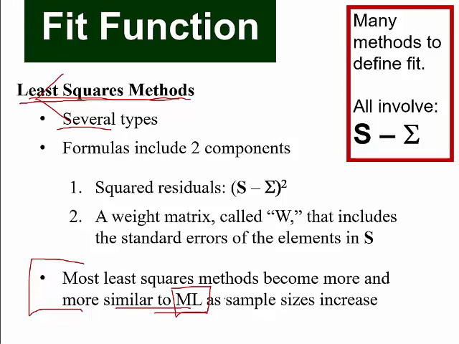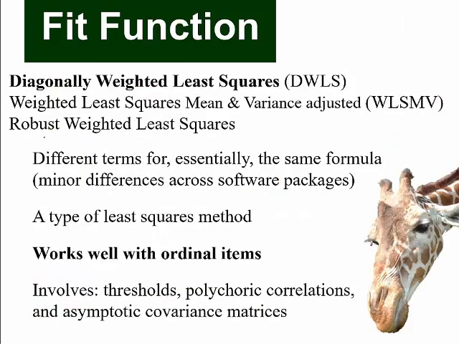So this is in general what a least squares approach does. If we're doing a least squares approach, we need to calculate residuals, and then we need some way to calculate this W matrix, and that's going to be the basic elements of doing a least squares approach. Now I want to talk about a specific type of least squares fit function called diagonally weighted least squares. Diagonally weighted least squares, or DWLS, is one type of fit function or estimator that uses that least squares method.